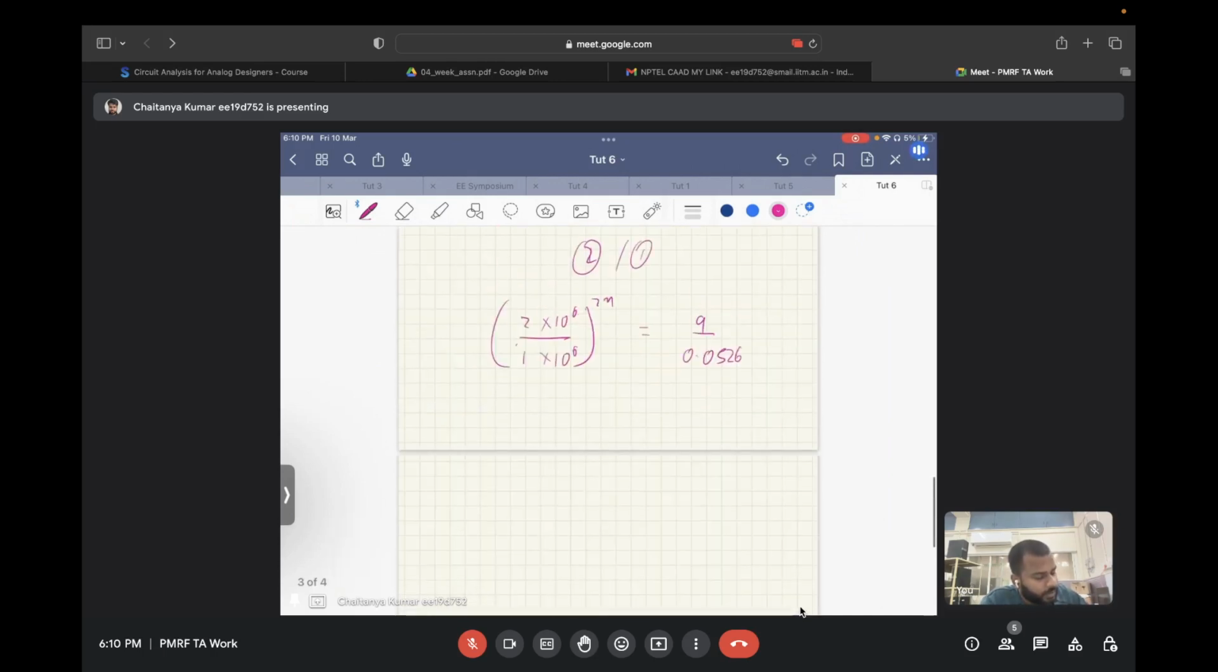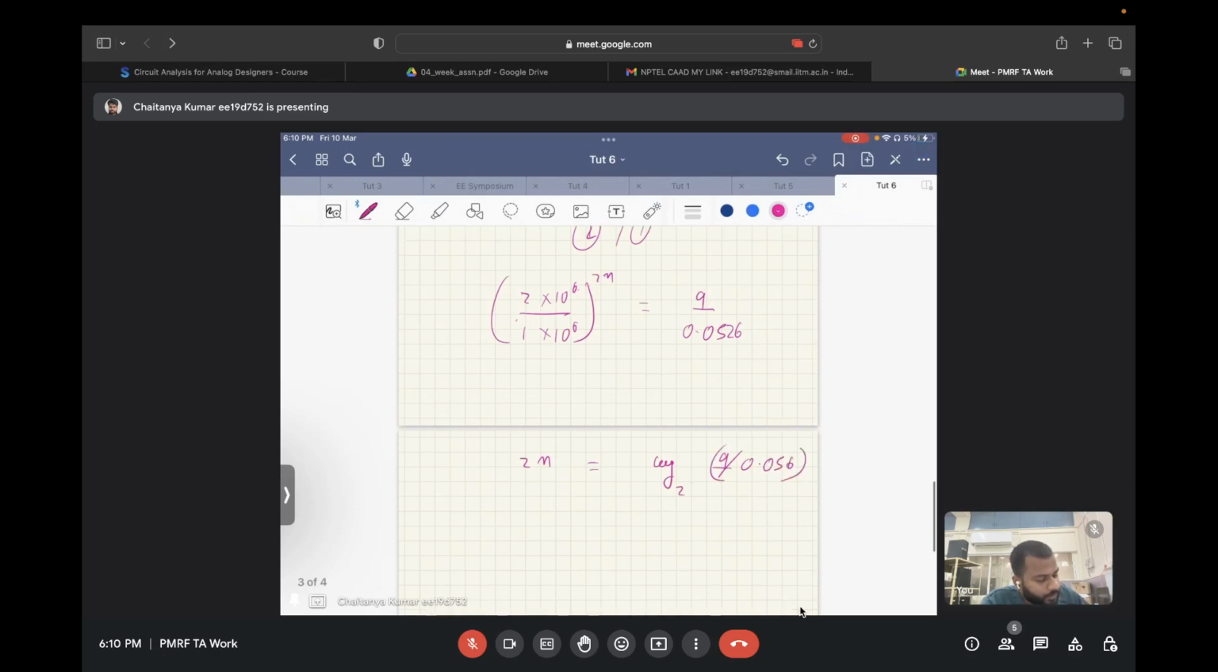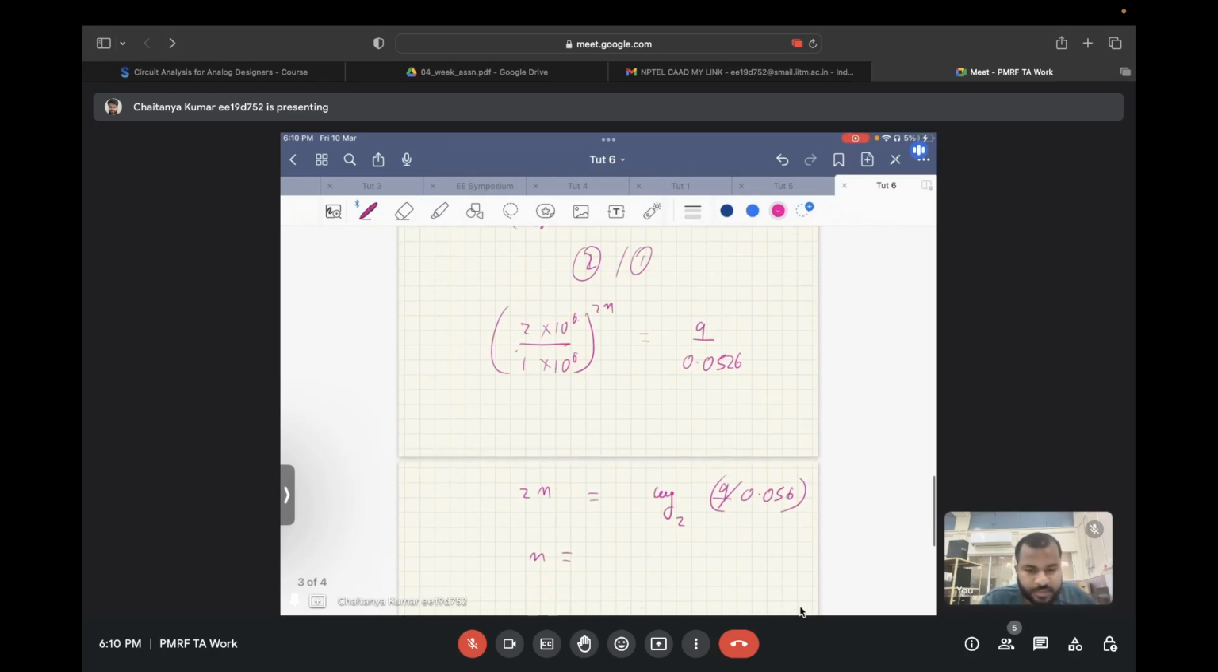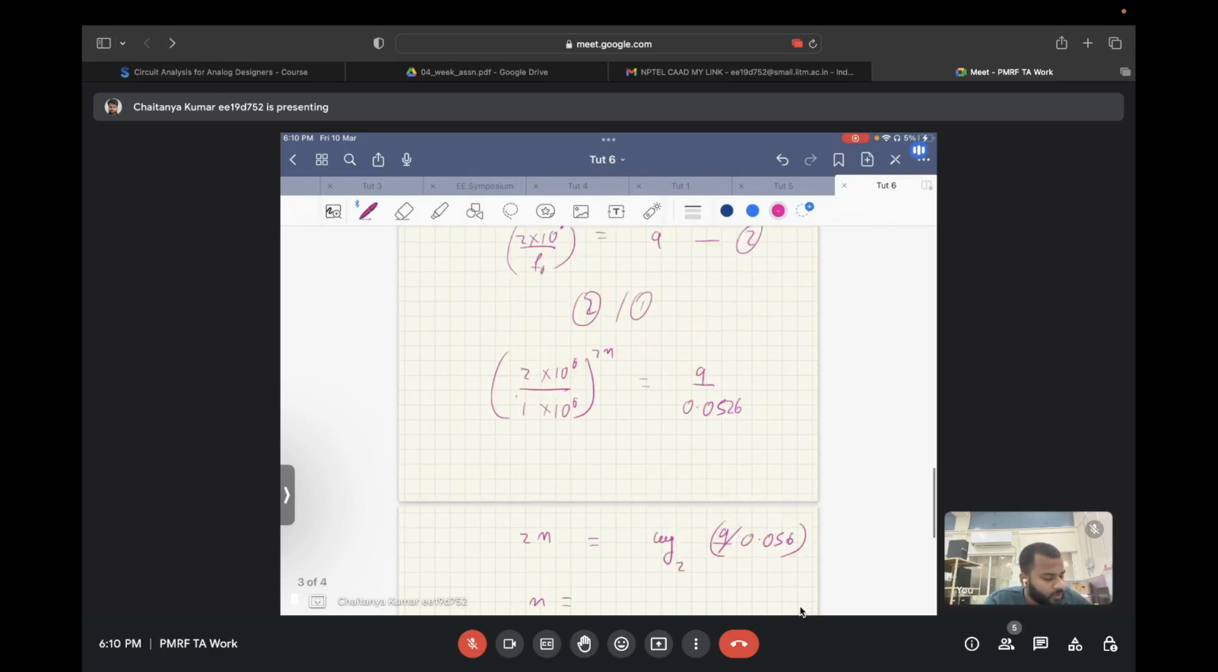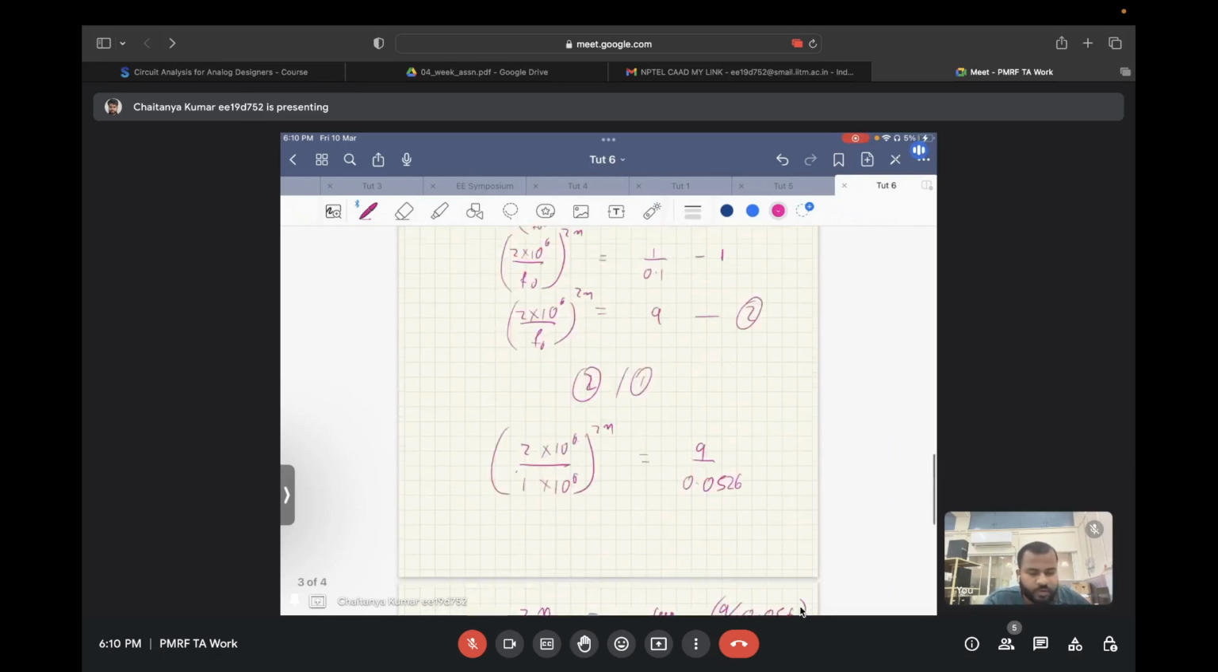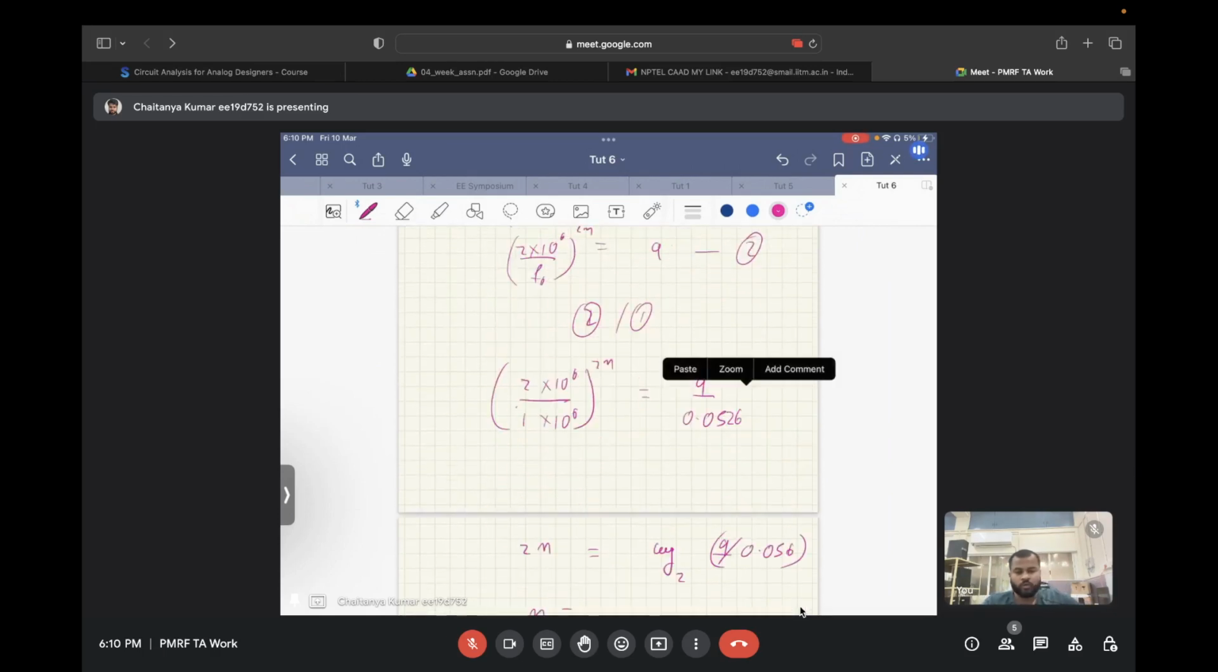So finally, what we need to find is n. 2n is equal to log to the base 2 of 9 by 0.0526. That means n here will come as some fraction. 8, sir. However, round off, so 8. No, you don't need to. You shouldn't do round off.